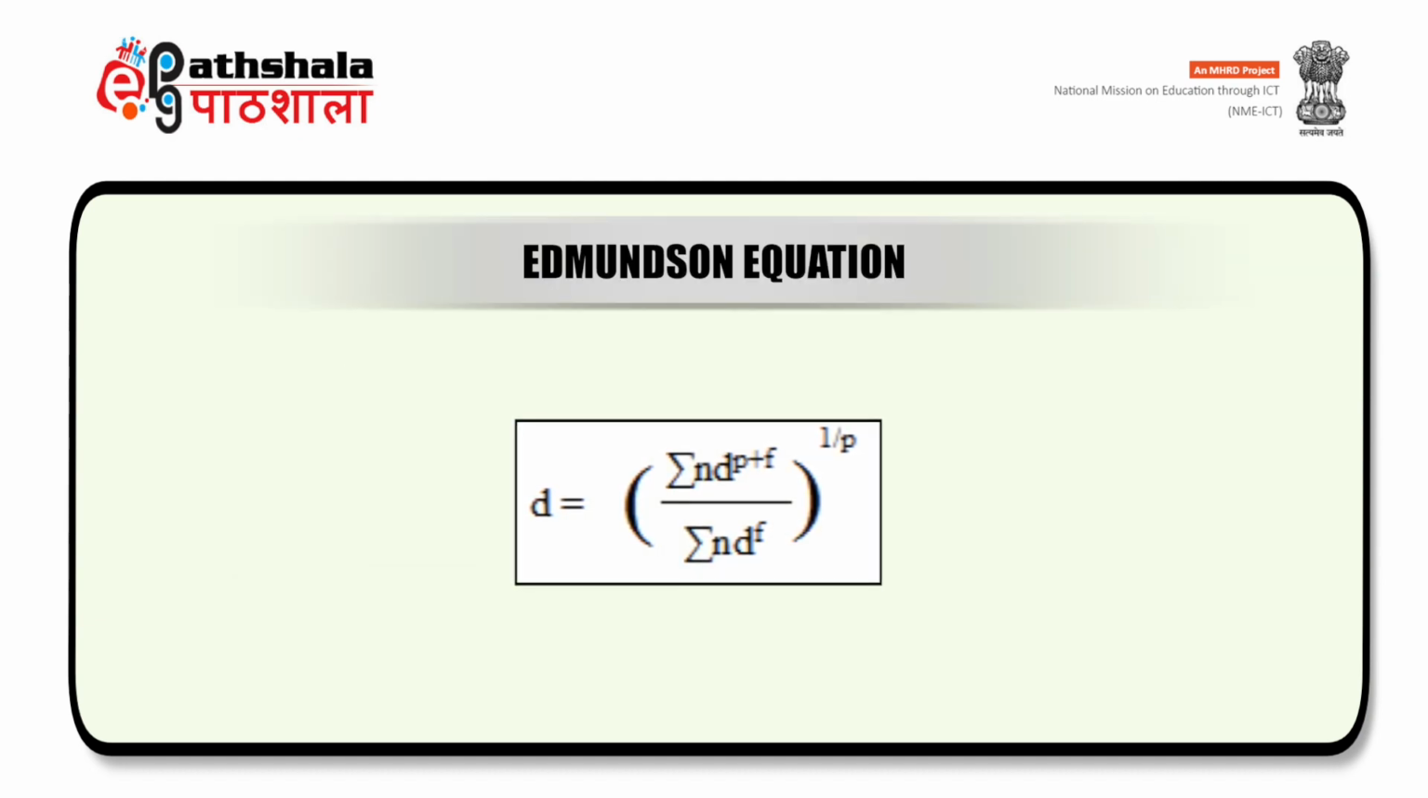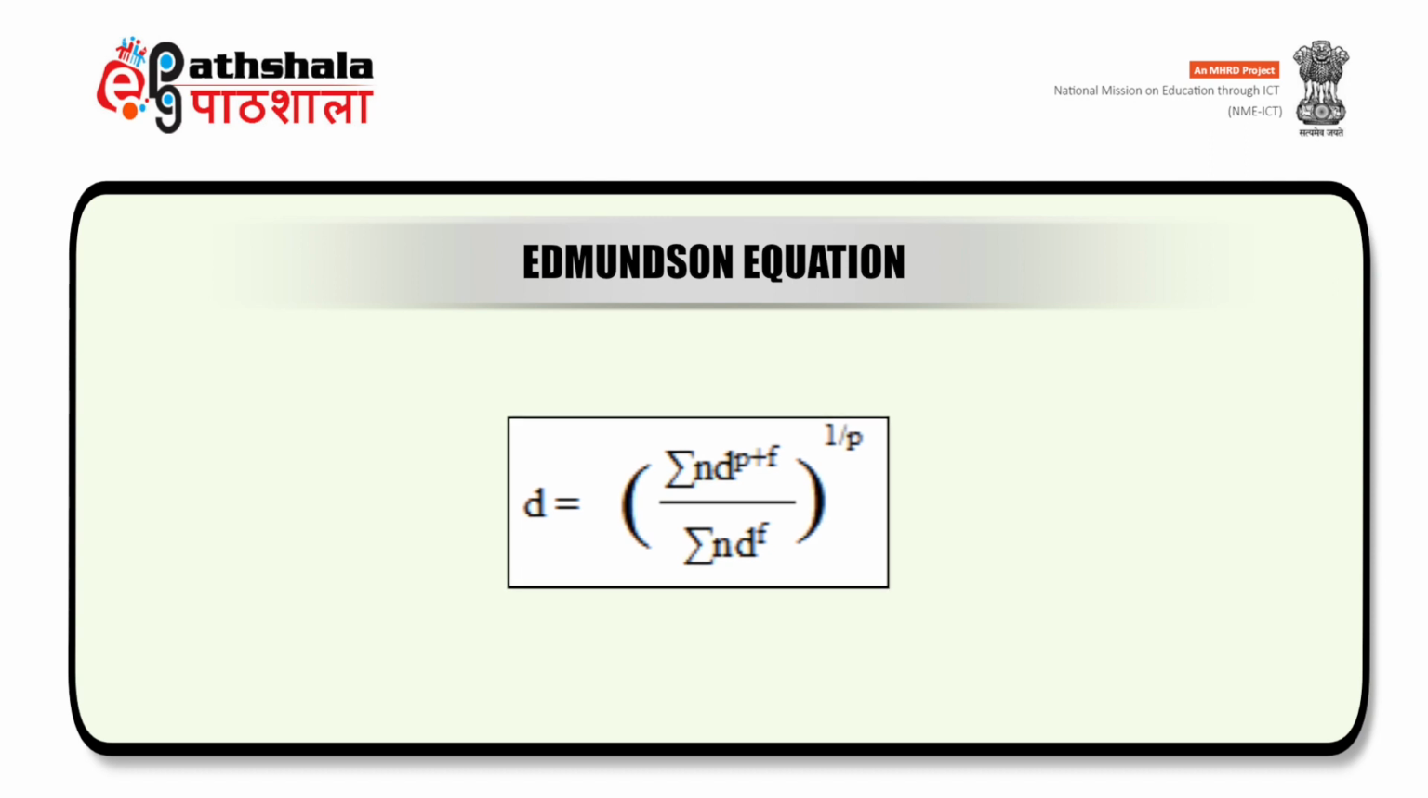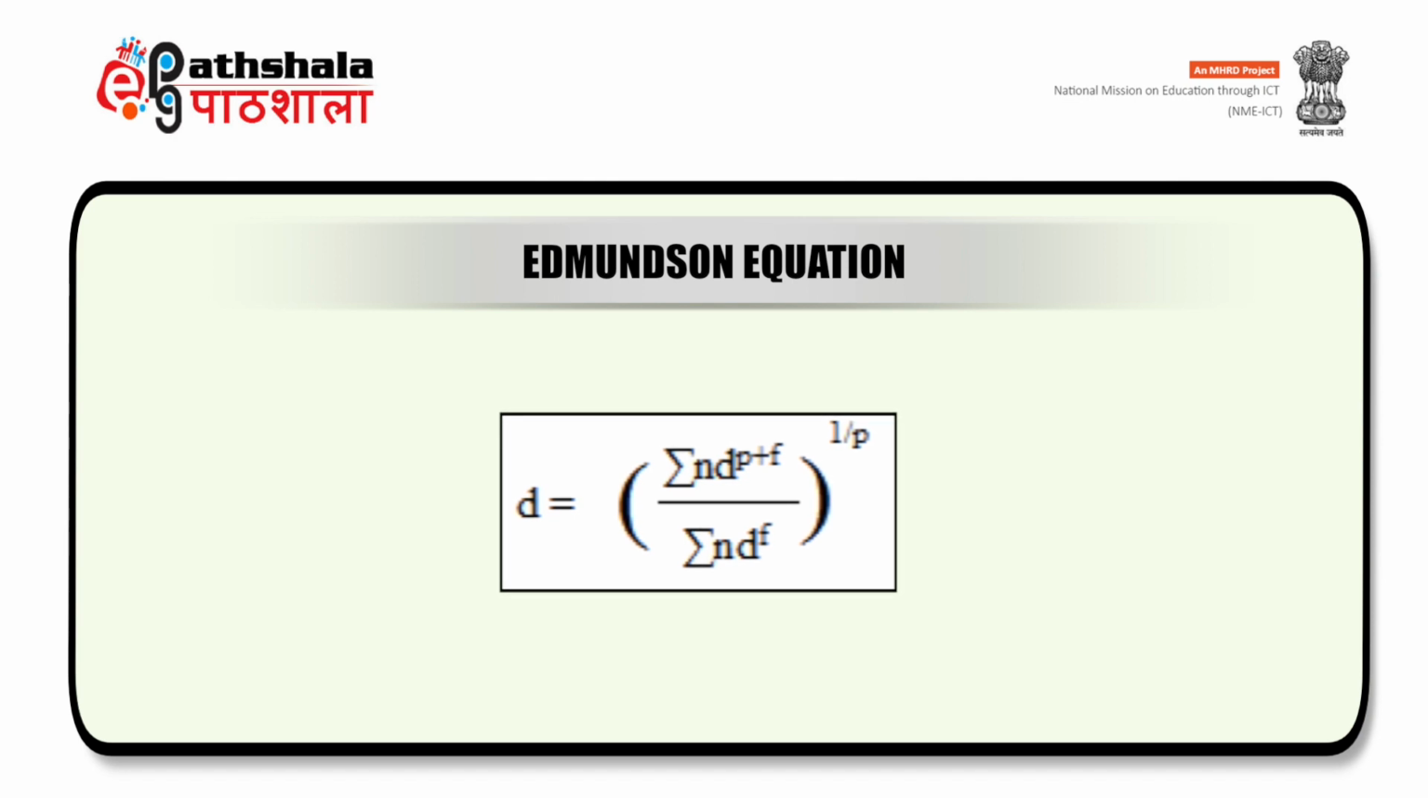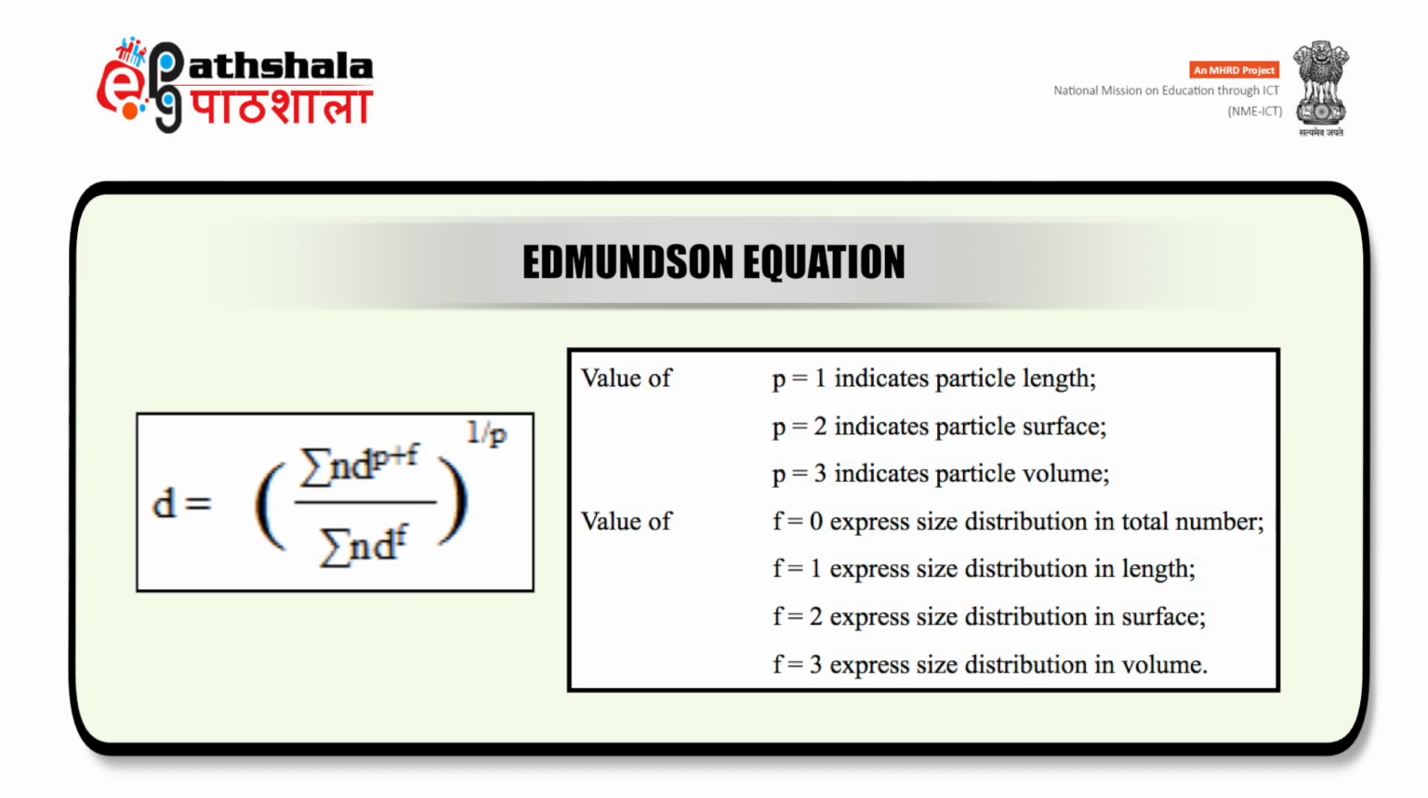In this equation, n is the number of particles in each size range, d is the diameter of particles in a given size range, p is an index related to size of an individual particle, and f is the frequency index. Value of p can be 1, 2 and 3. When p equals 1, it indicates particle length. When p equals 2, it indicates particle surface. When p equals 3, it indicates particle volume.